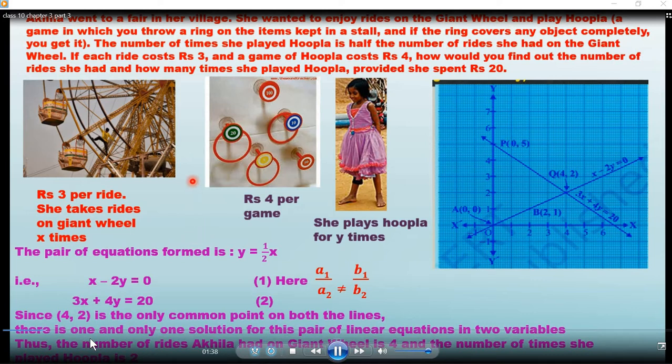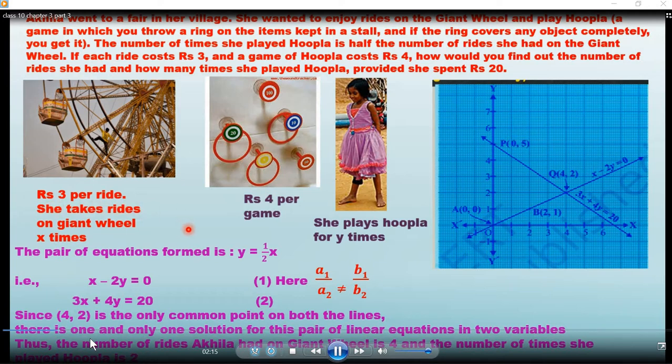As we saw in the previous video, the example of Akhila. As you know, Akhila is this. She is Akhila. She is going to a fair in her village. If she is opting to play a game of hoopla, it will cost her ₹4 per game. And if she is opting to take a ride on giant wheel, she will have to pay ₹3 per ride.